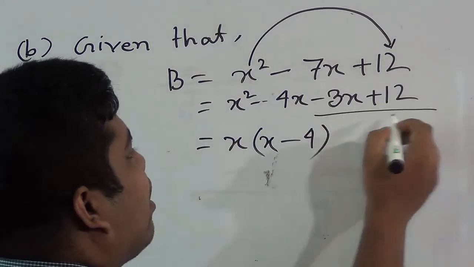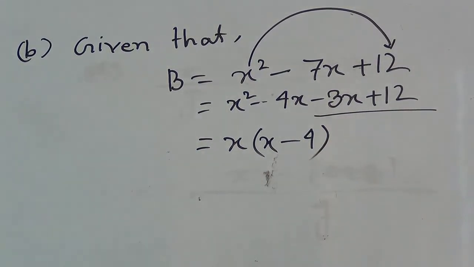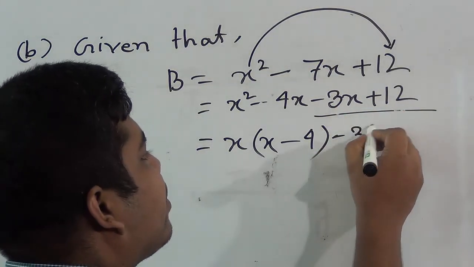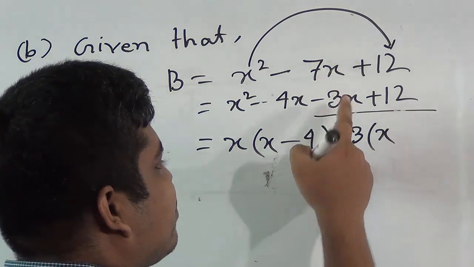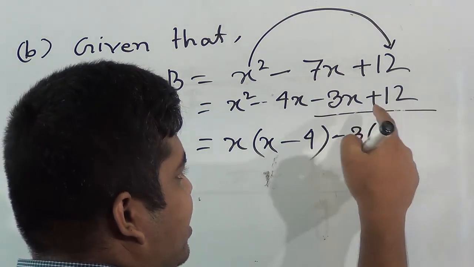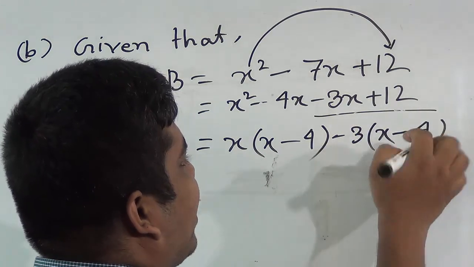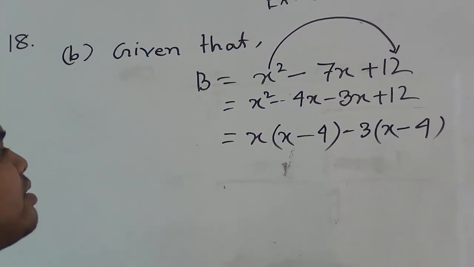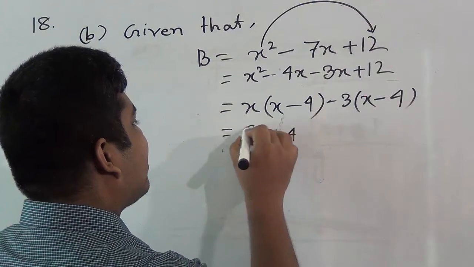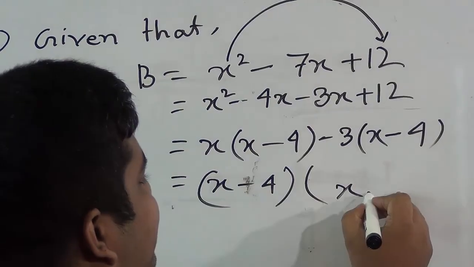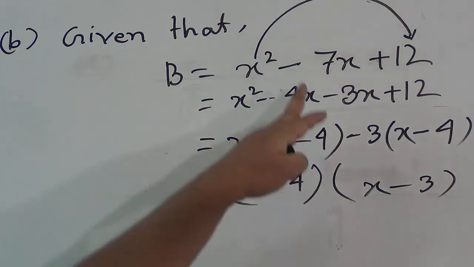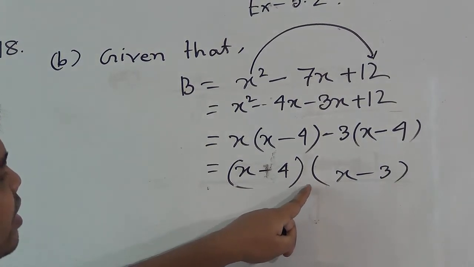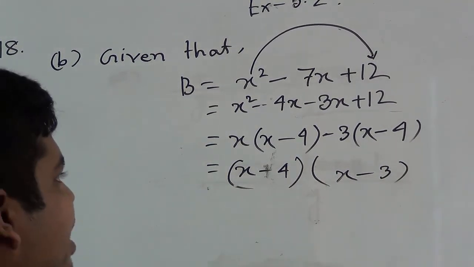Next we shall take common from minus 3x and plus 12. You notice 3 is common to both. Now minus 3 common: if we divide minus 3x by minus 3 we get x, and if we divide 12 by minus 3, then we get minus 4. I hope you have understood. From this whole expression, x minus 4 is common, and left x and here left minus 3, and these are the factors of the expression. That means the expression of b is x minus 4 into x minus 3. I hope you have understood.